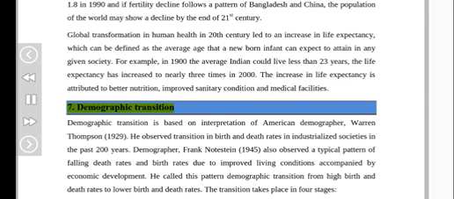7. Demographic transition. Demographic transition is based on interpretation of American demographer, Warren Thompson, 1929. He observed transition in birth and death rates in industrialized societies in the past 200 years.